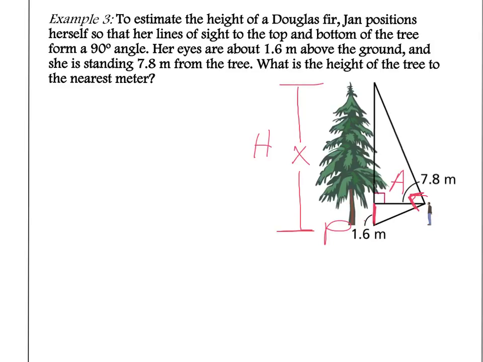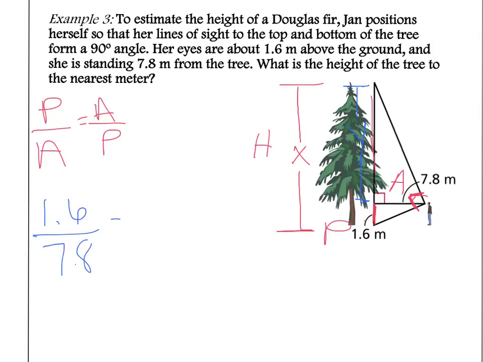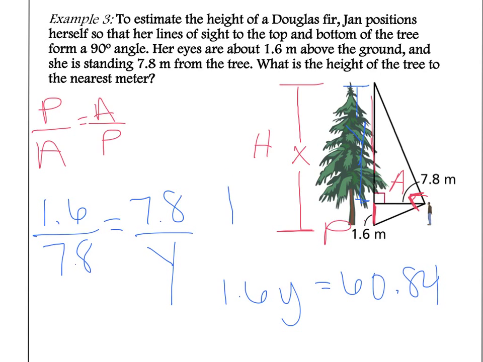So actually what we're going to do is PAAP to find this other part right here. Let's call it Y. Then I'll have both the parts and I can just add them together. So let's say 1.6 over 7.8 equals 7.8 over Y. So let's see here. 7.8 times 7.8 is 60.84.